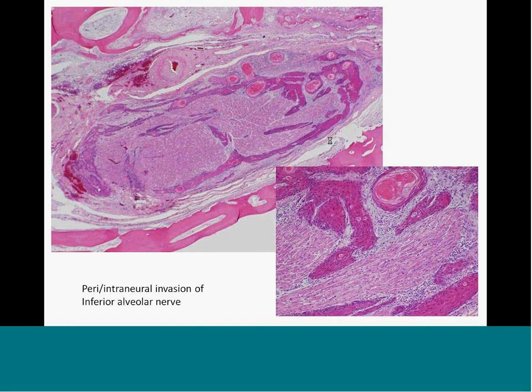Here's an example of peri and intraneural invasion in the inferior alveolar nerve of the mandible. Sometimes, when you have a very large nerve involved, just make sure that when you see tumor adjacent to fairly large nerve fascicles, you're not undercalling perineural invasion, because what you'll actually be seeing is intraneural invasion within a large nerve.